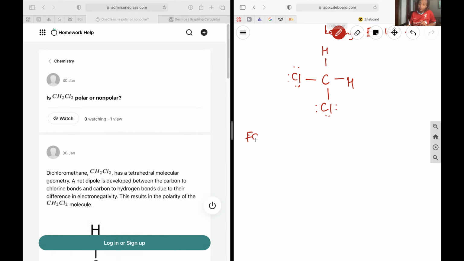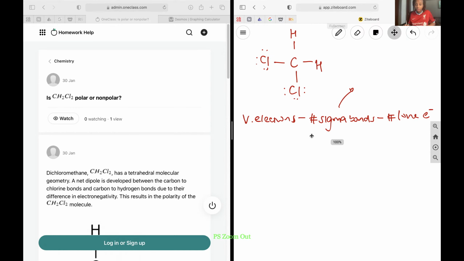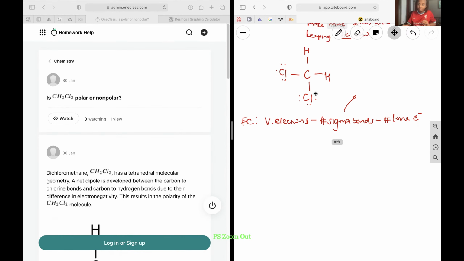So let's check our formal charges. Let me just write out the formula for you. So the formal charge will be the valence electrons minus the number of sigma bonds minus the number of lone electrons. Why I say sigma bonds is because when you really think about it, for example, if I'm trying to do the formal charge of carbon, just as a quick example, for carbon, I have 4 valence electrons.